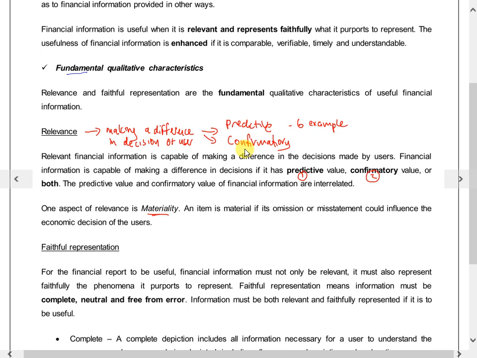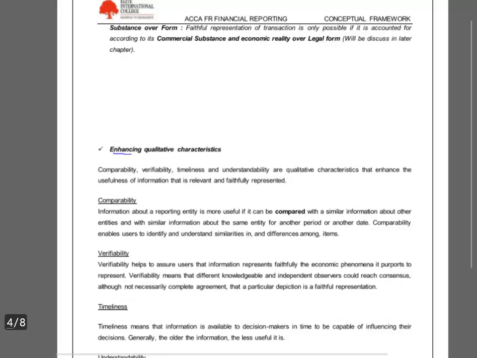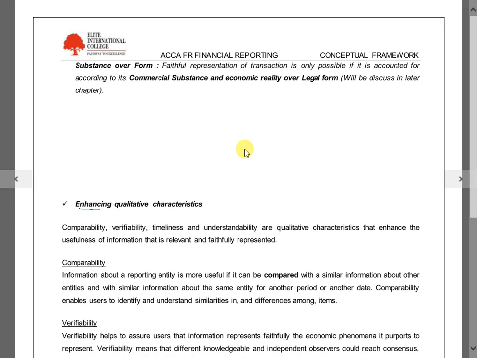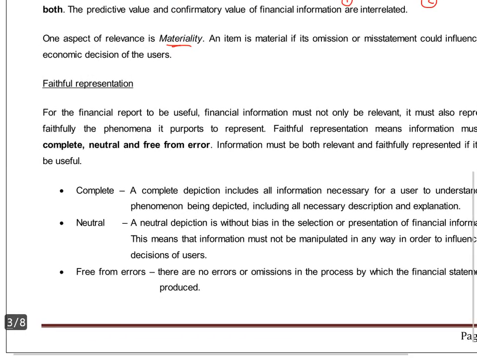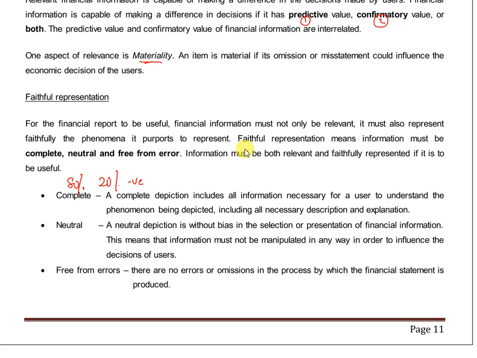Secondly, faithful representation, and behind it another one, substance over form. So these three, very quickly. Faithful representation. I have many, many users, and we have to be faithful to the user, meaning our financial statement must be faithfully represented, meaning the information must be complete, 100%. If I have a lot of bad news, let's say 80% positive news, 20% negative news, can I hide this 20%? I'm not telling lies, just that I'm hiding it. Cannot, because it's not complete. It means I'm not faithful to the user.